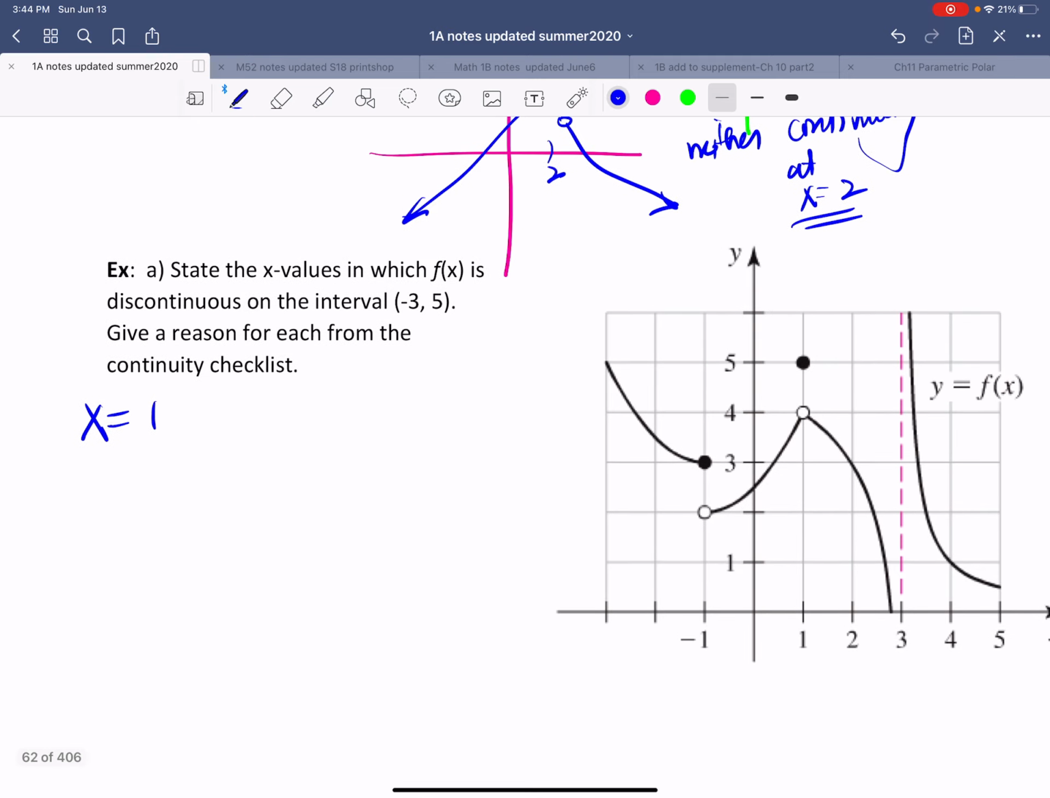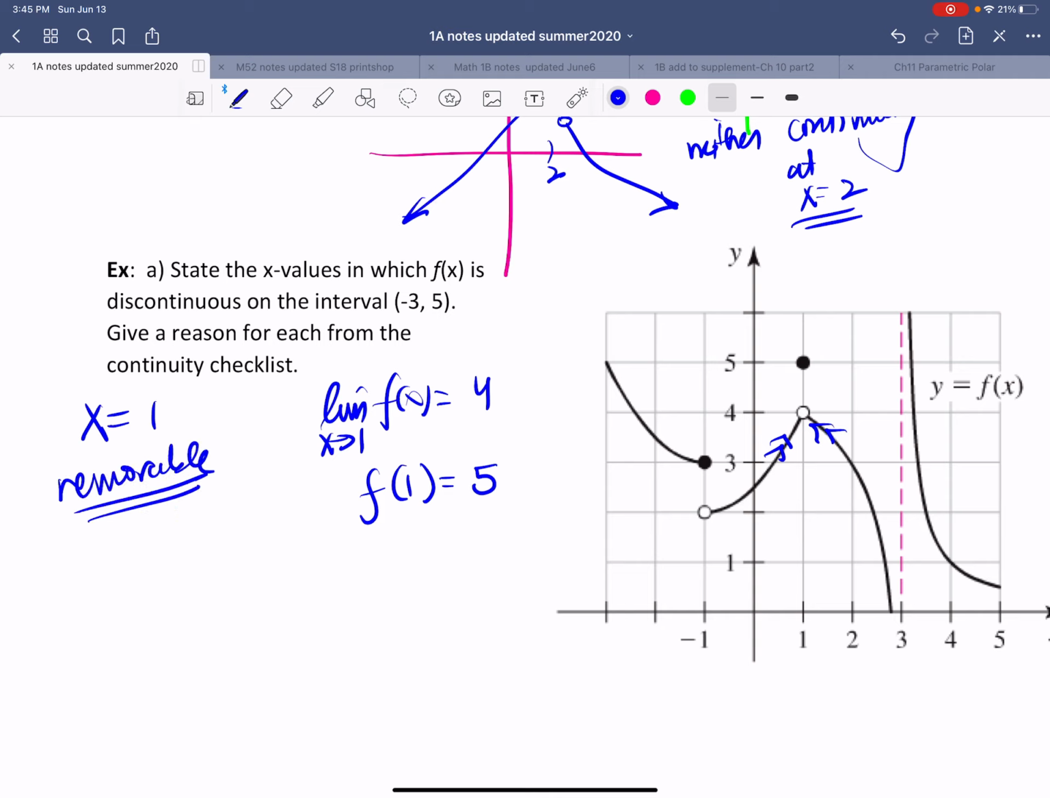At x equals 1, there's a discontinuity. What kind of discontinuity do we have at x equals 1? Looks like it is removable because the value of the function is not equal to the limit. The limit does exist. The limit as x approaches 1 of f of x is equal to 4, and f of 1 is equal to 5. So those two are not equal, so we would say there's a removable discontinuity here. Removable discontinuity at this point.